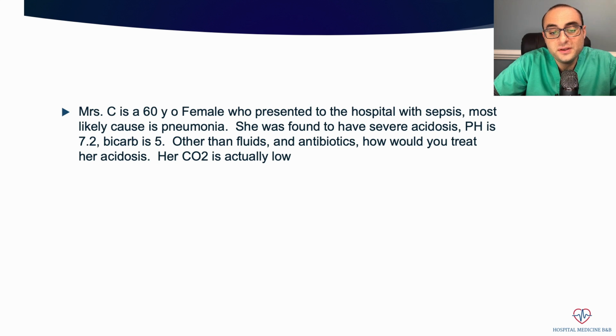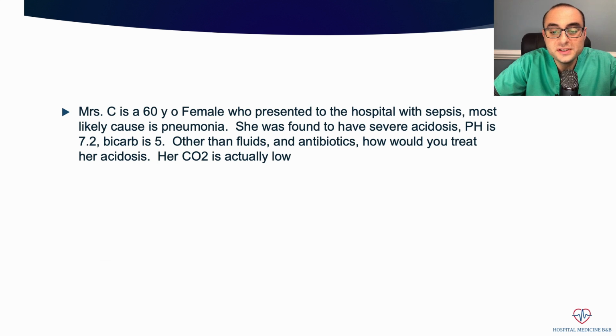So when you do a BMP in these patients, the first thing we do in patients like this, unless they're having respiratory distress, is just do a CBC and a BMP. When you do a BMP, you're going to see that the patient's bicarb is 5. You're going to follow that with an ABG or VBG to see where the patient's pH is. And let's say it's 7.2 and bicarb is 5, and sometimes it's even lower than that.